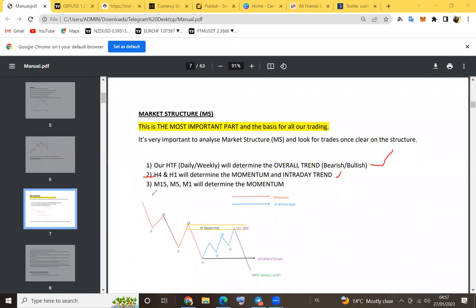Now, 15 minutes, 5 minutes, and 1 minute will determine the momentum. So, listen, H4 and H1 will determine intraday momentum. But now, I'm going to go down maybe to the 15 minute or the 5 minute to enter my trade and to determine in depth the momentum. So I will be trading mostly on the 15 minute time frame, the 5 minute and the 1 minute.